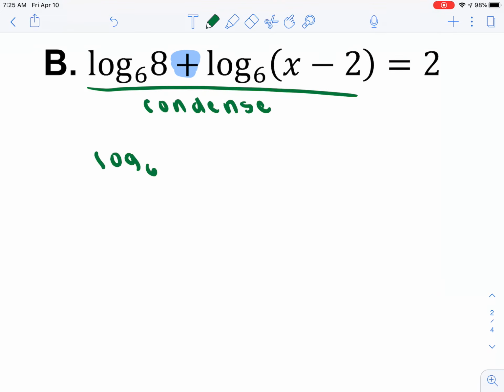So I'm going to get log base 6 and then make that product of 8 and the x minus 2. Now, like I did on the last problem, let's simplify that argument by distributing to get 8x minus 16. Now, be careful. Do not make the big mistake that I see all the time in pre-calculus. Just take that 8x minus 16 and set it equal to 2.